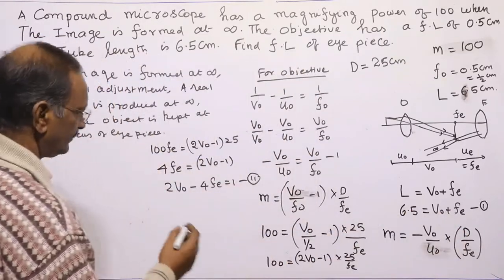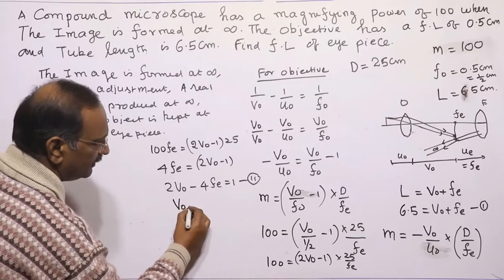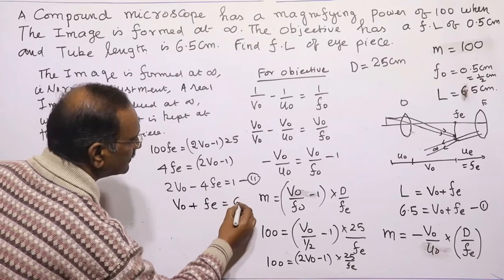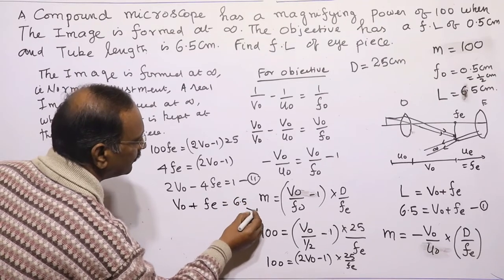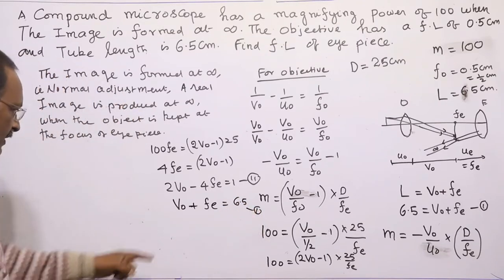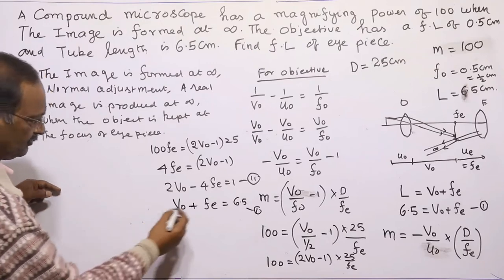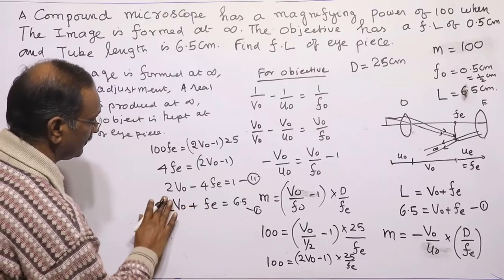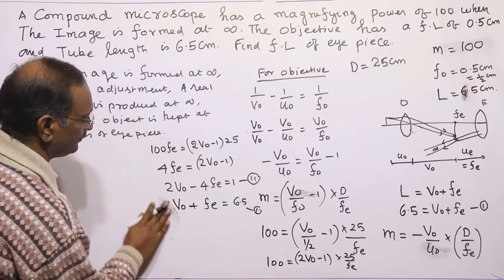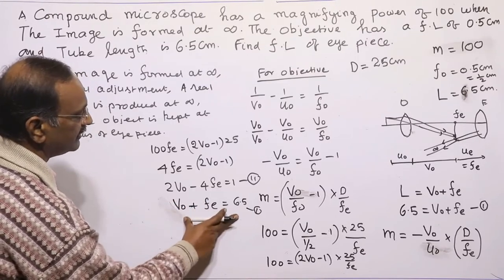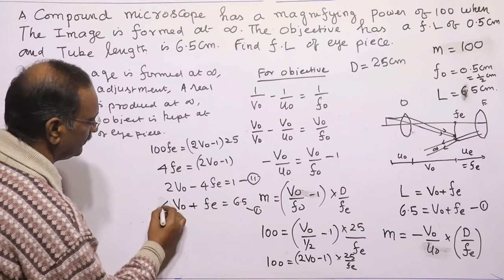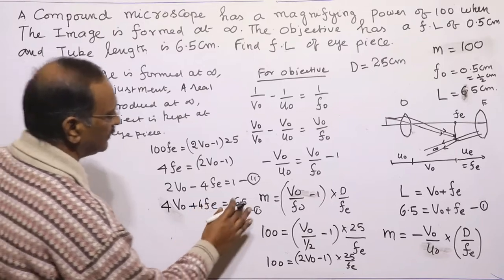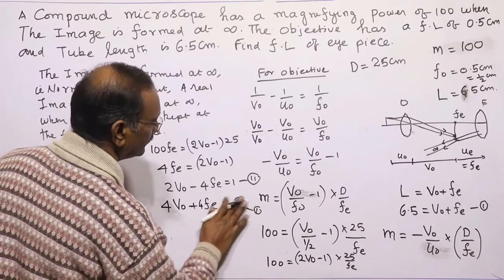So we solve this one. V naught plus Fe is equal to 6.5. This is the first equation. And solving, multiplying this by 2, this becomes 2 V naught. Multiplying equation number 1 by 4, this will become 4 V naught plus 4 Fe is equal to 6.5 into 4.